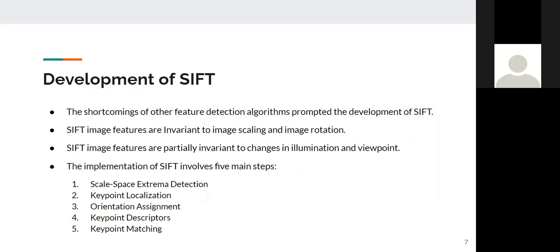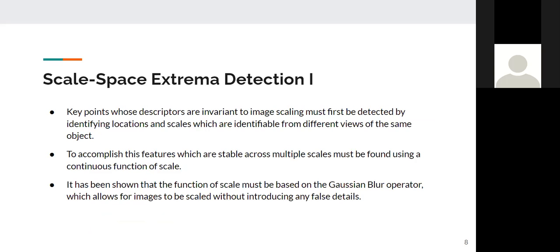The shortcomings of the Harris corner detector and other feature detection algorithms prompted the development of SIFT. SIFT image features are invariant to image scaling and image rotation. They are also partially invariant to changes in illumination and viewpoint. To implement SIFT, it consists of five main steps. The first of which is scale space extrema detection. The next is key point localization. Third is orientation assignment. The fourth is key point descriptors. And the fifth is key point matching. I will begin by talking about scale space extrema detection.